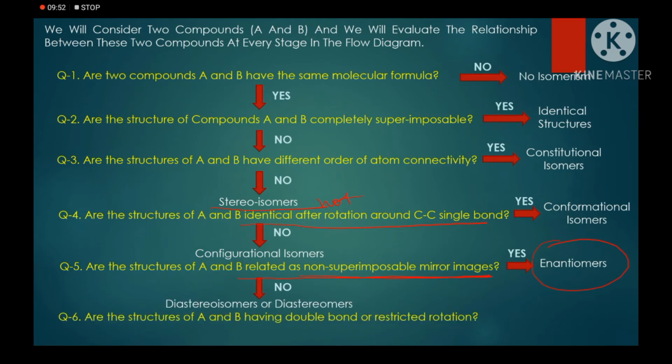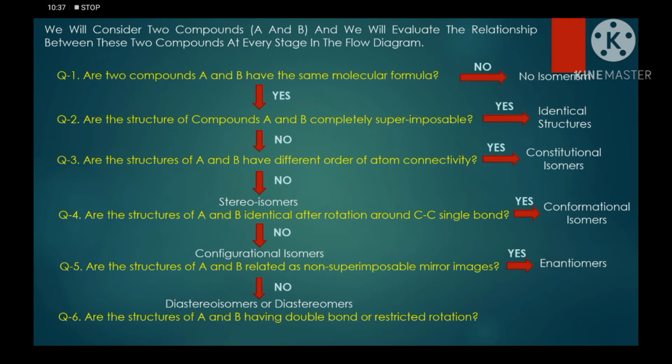Next point: diastereomers. So what are diastereomers? Stereoisomers which are not interconvertible just by rotation around the carbon-carbon bond, and they are not mirror images of each other. Because I have written no here, it means that A and B are not mirror images of each other. So those configurational isomers which are mirror images of each other are called enantiomers, and those configurational isomers which are not mirror images of each other are called diastereomers. A and B are stereoisomers, but they are not mirror images of each other. These are called diastereomers.